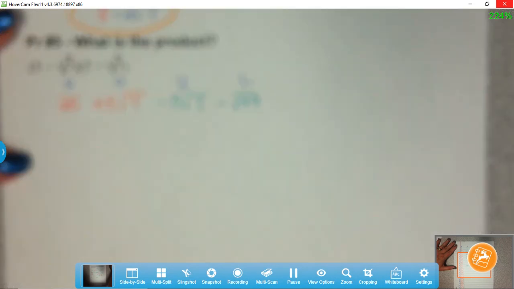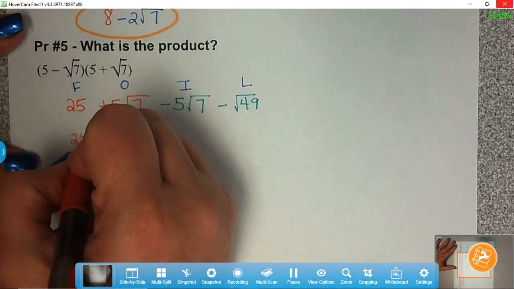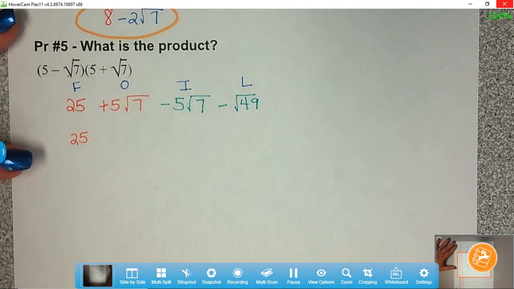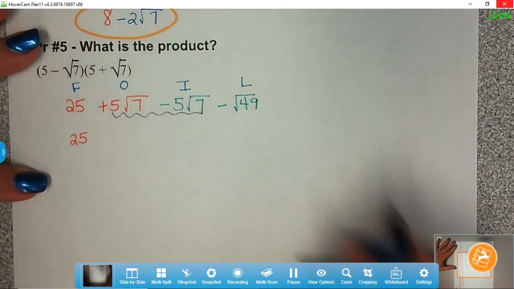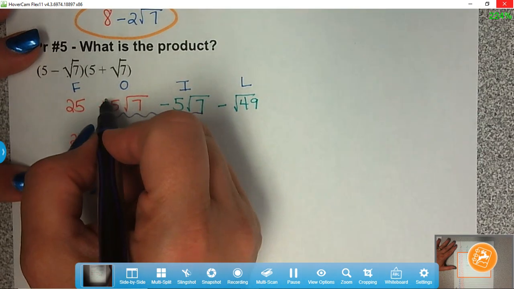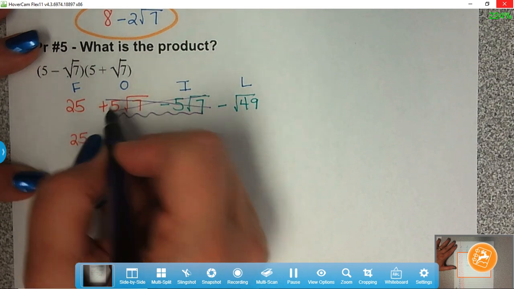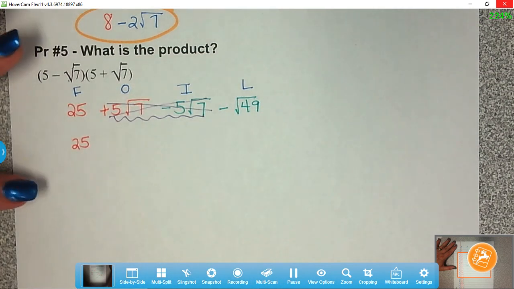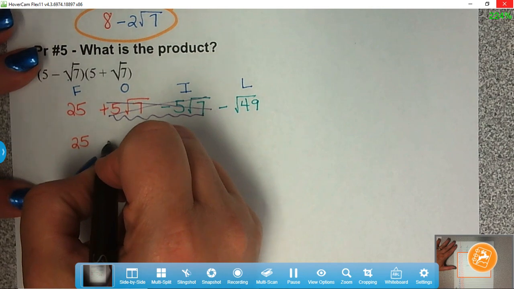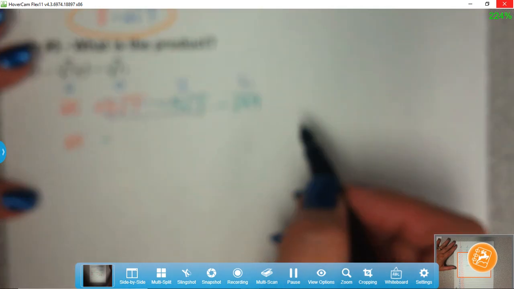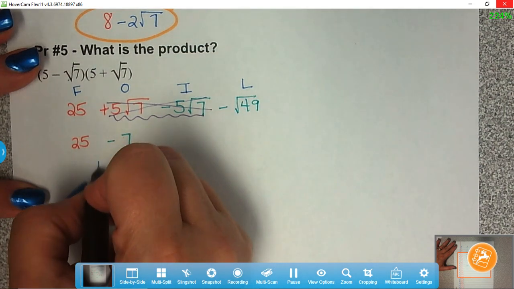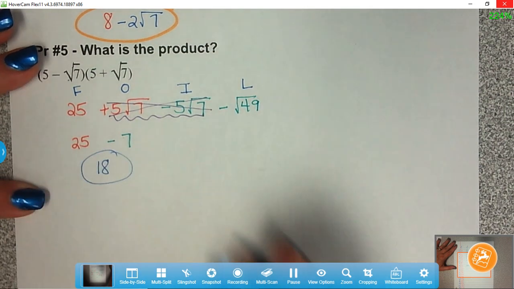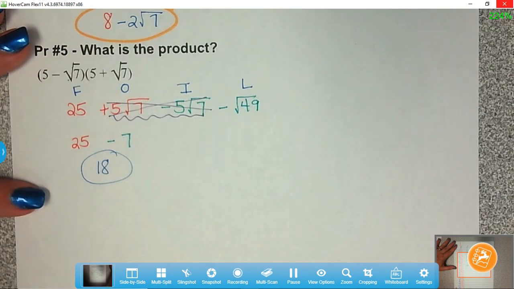Let's take a look at what happens from here. I know I've got my 25, but then I try to combine these two terms together. Well, guess what? They cancel each other out. And then for my minus 49, well, minus the square root of 49, that's going to give me minus 7. My final answer is 18. Okay, so this time my radicals completely and totally went away.